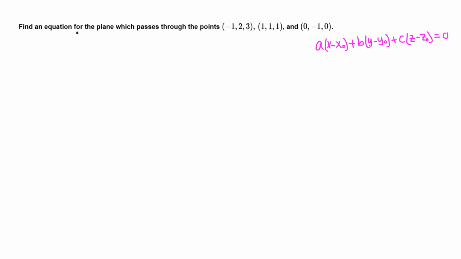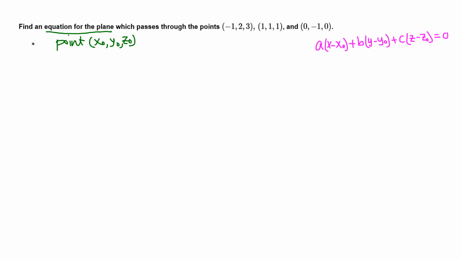Find an equation for the plane which passes through these 3 points. Okay, so for the equation of a plane we need 2 things. We need a point, x naught, y naught, z naught, just 1 point. We have 3 points, so we can use any of these 3.